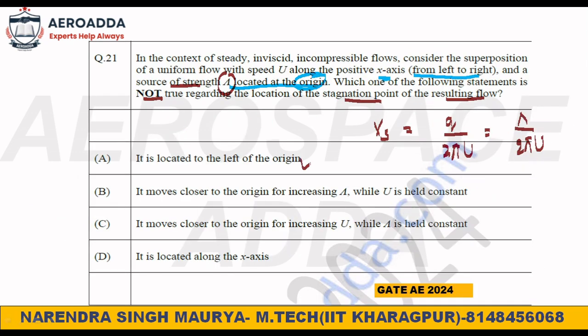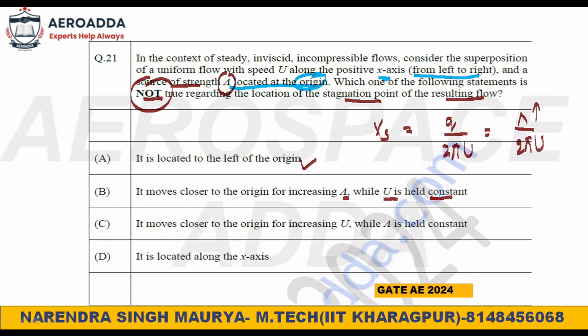So this one is what? True. What you have to find? Not true. Then it moves closer to the origin for increasing gamma. If you are increasing the gamma value, then it moves closer to the origin. That is true. While u is held constant, is it true or what?